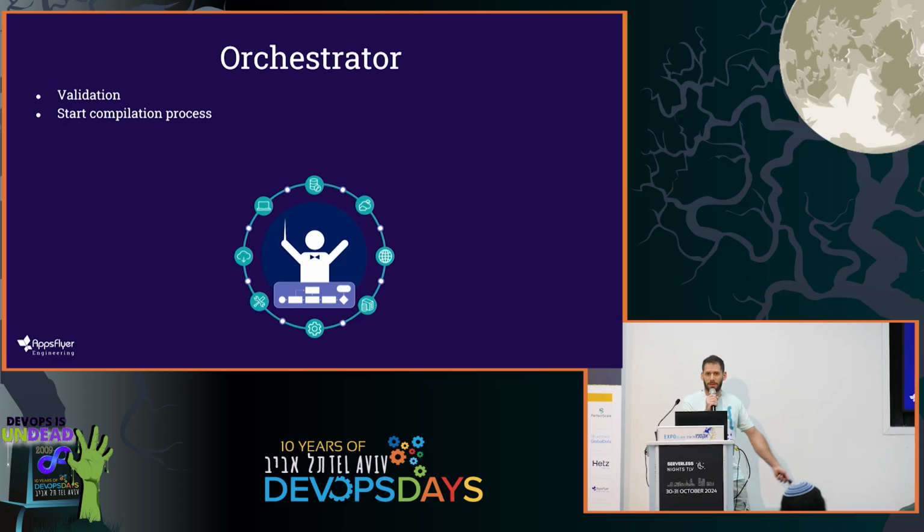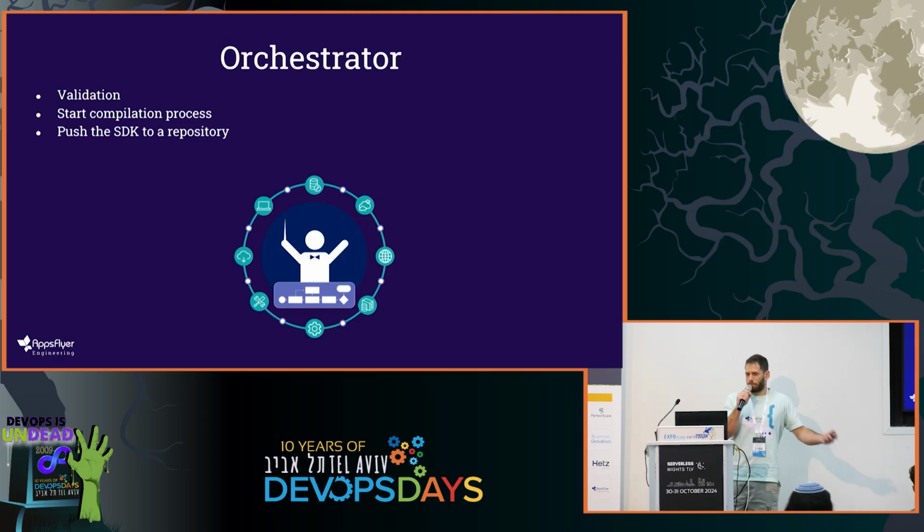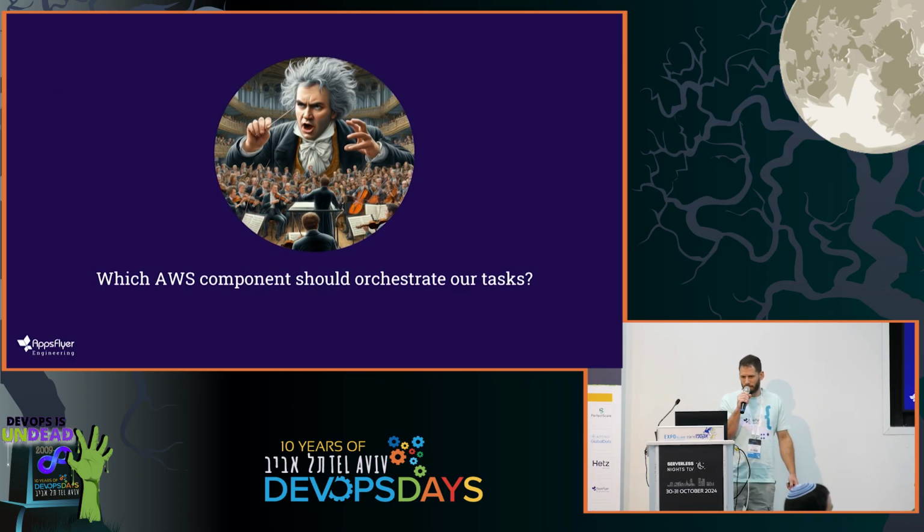The main thing we're going to do is start the compilation process, call the Fargate task that I just showed a second ago, and push the SDK, the artifacts that are generated, to a repository. Then basically get a response, either we were successful or not, so that if we need to debug, if we have errors, and have some kind of monitoring. Cool. So the question is, which AWS component should orchestrate our tasks?